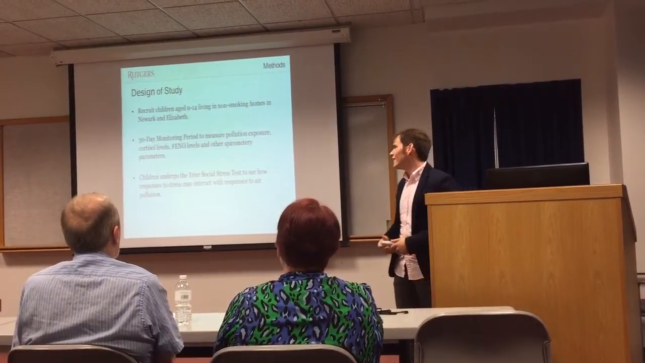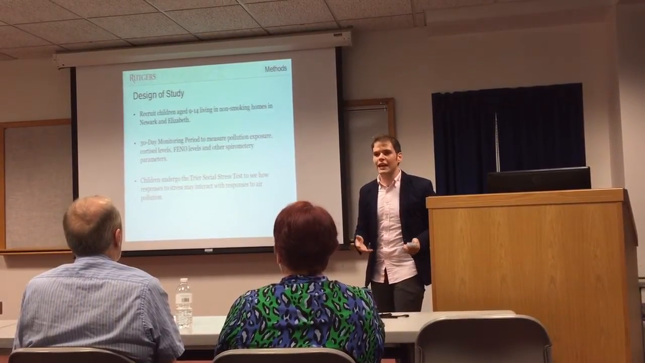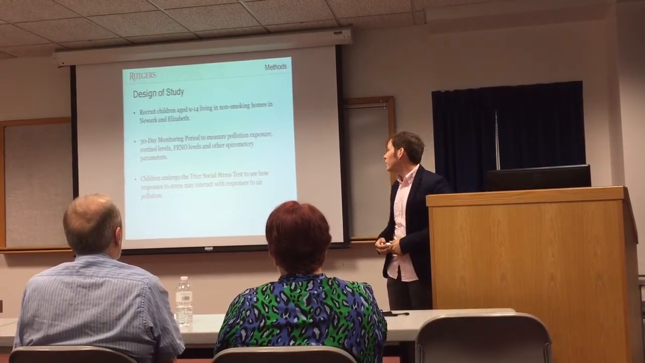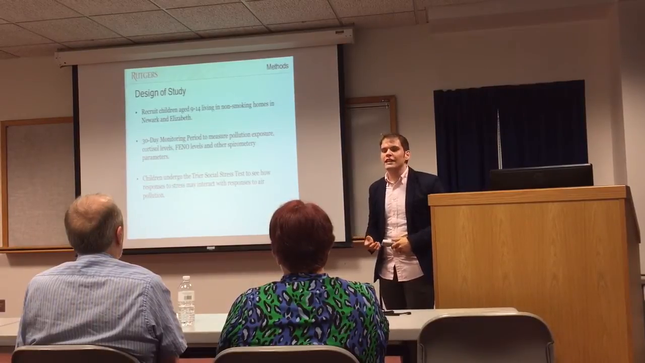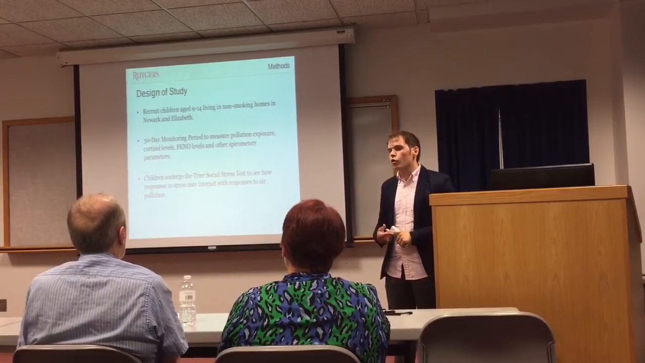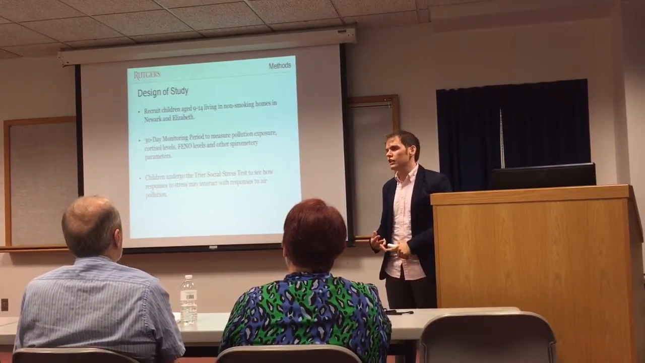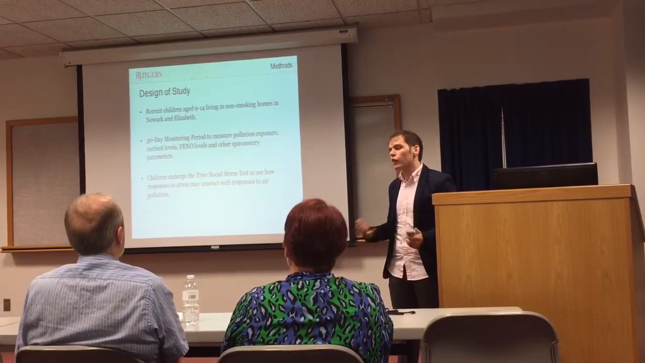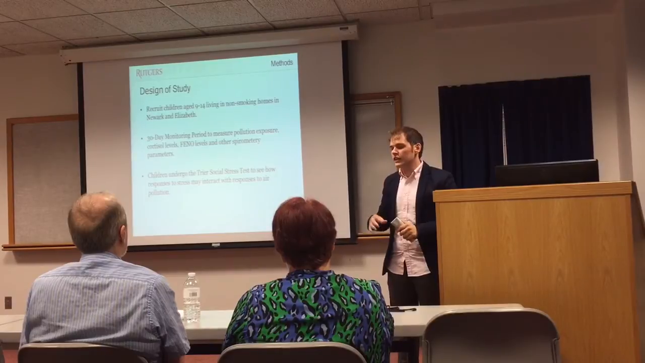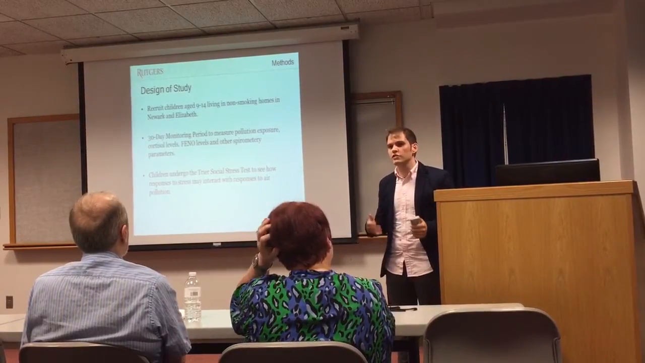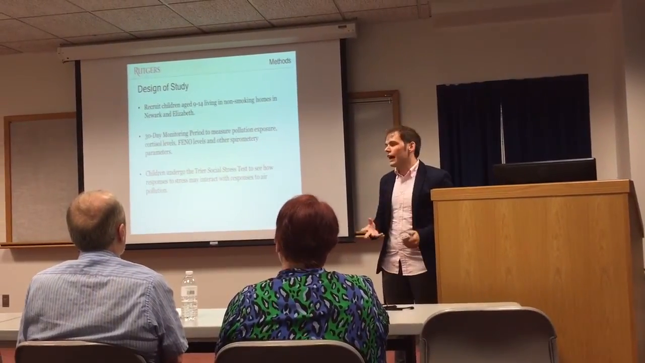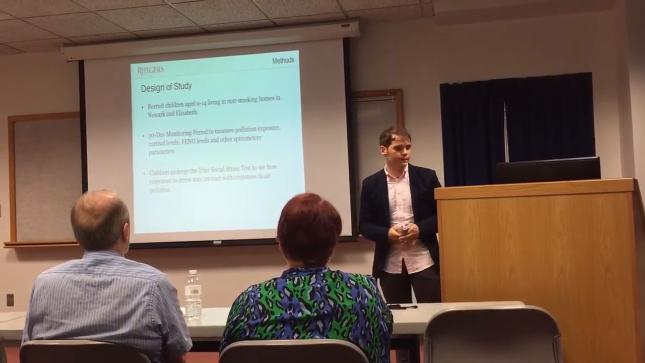And this is how we measure it. We recruit children with asthma aged from 9 to 14 from urban environments like Newark and Elizabeth in non-smoking homes. Then we put them through a 30-day monitoring period where we measure their cortisol levels, their ENO levels, their air pollution levels, and other spirometry parameters. Then in the middle of the 30-day period, they come in and undergo the Trier Social Stress Test to see how their responses to stress may interact with responses to air pollution.